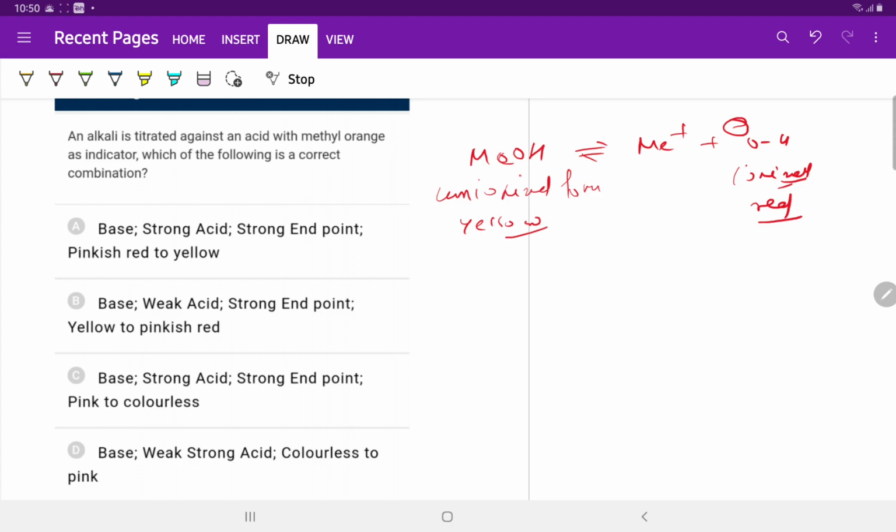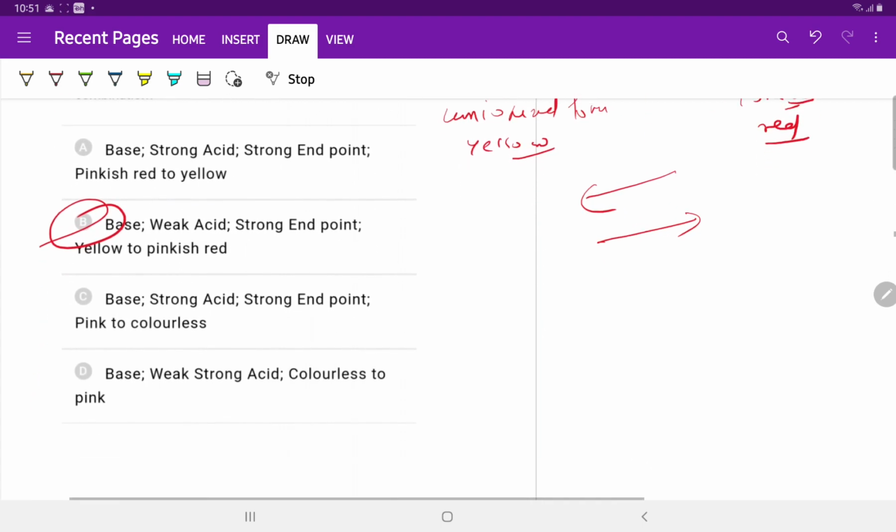In basic medium it will be yellow, because the equilibrium shifts to the backward side. In acidic medium the equilibrium shifts to the forward side, and the color changes to red. So option B is correct: weak acid, strong endpoint, and yellow to pinkish red color change.